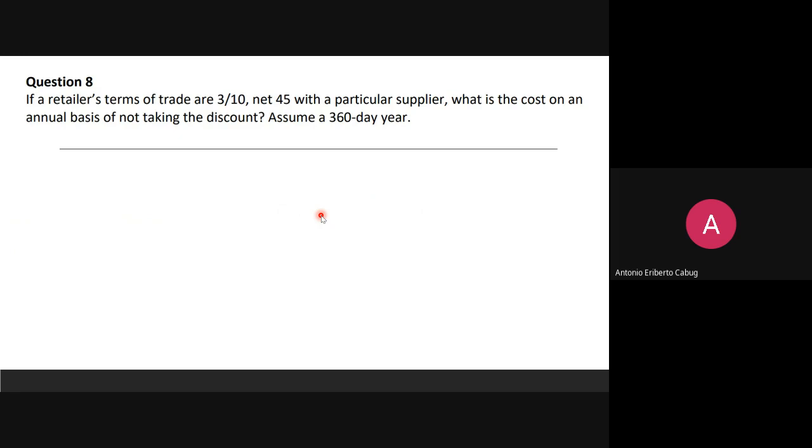Okay, what about question number 8? So very good on 7. All of those who participated got it correctly. The correct answer was B. Now in question 8, if a retailer's terms of trade are 3/10, net 45 with a particular supplier, what is the cost on an annual basis of not taking the discount? Assume a 360-day year. Go. Enter your answers, everyone.